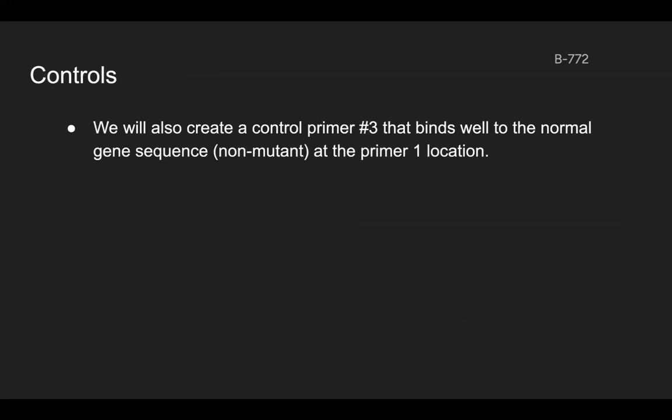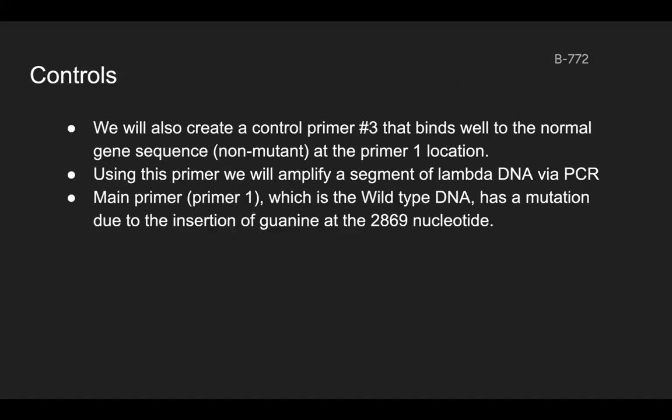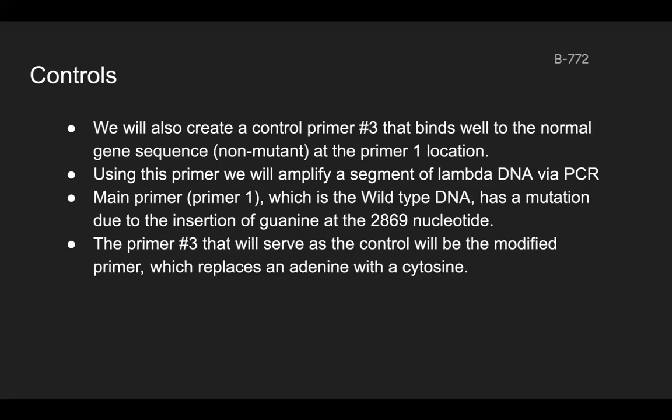Next, we have our controls. We will also create a control primer number 3 that binds well to the normal gene sequence, which is non-mutant, at the primer 1 location. Using this primer, we will amplify a segment of lambda DNA via PCR. Our main primer, primer 1, which is the wild type DNA, has a mutation due to the insertion of guanine at the 2869 nucleotide. The primer number 3 that will also serve as the control will be the modified primer, which replaces an adenine with a cytosine.